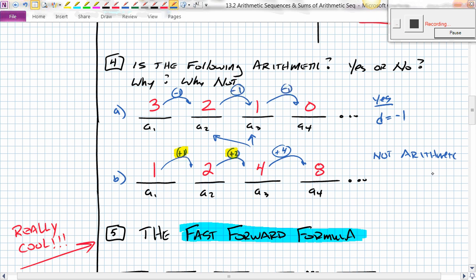Remember, in order for it to be arithmetic, it has to have that common difference. So B does not have that common difference.